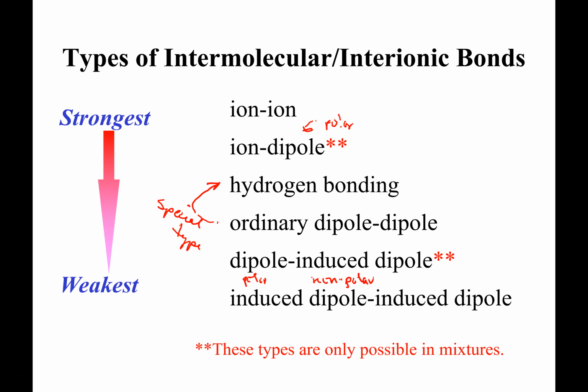Okay. There's 6. I said 7. There's only 6. The things with asterisks can actually only occur in mixtures. Makes sense, right? Because ion-dipole means you have to have something that's polar and an ion, so you have two different substances coming together, forming intermolecular bonds. Dipole, induced dipole, something that's polar, something nonpolar, must be a mixture.